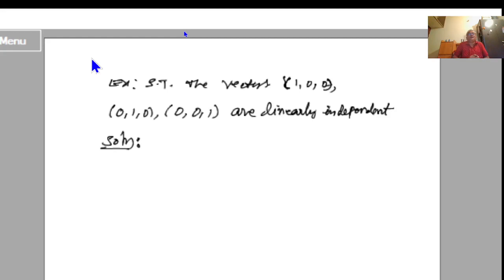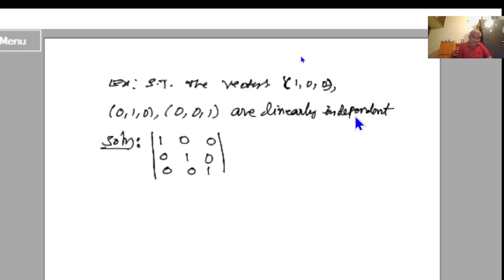So here I will consider the determinant of these vectors. That is, consider this: first row is nothing but the first vector, 1 0 0. Second row, second vector 0 1 0. Third row, third vector 0 0 1. I have to evaluate this determinant. If this determinant value is equal to 0, then the vectors are linearly dependent. If it is not equal to 0, then the vectors are linearly independent.